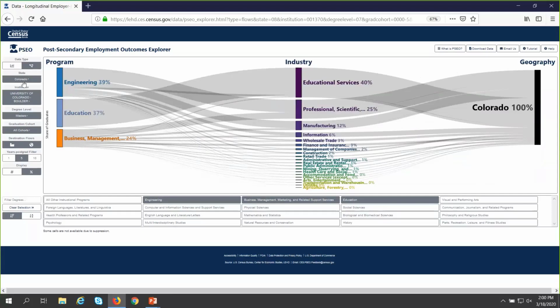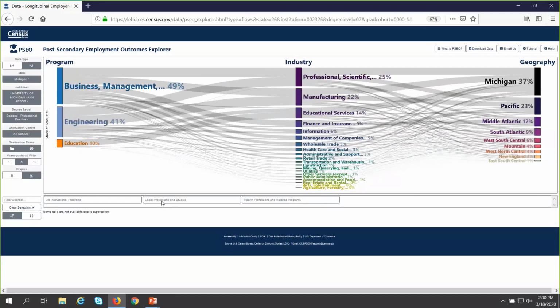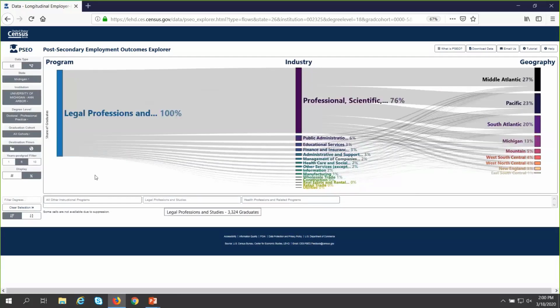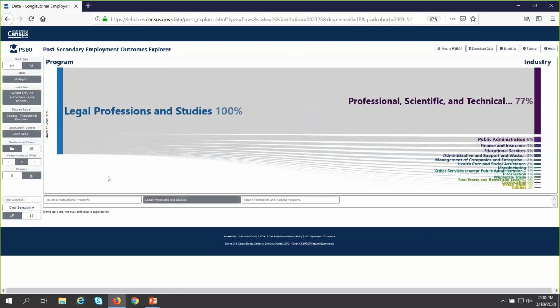I'll leave you with one other interesting one because I just like this example a lot, which is looking at lawyers, because sometimes this is helpful to see the professional life cycle of workers. So you can see here we're going to start with just the first cohort that we have.